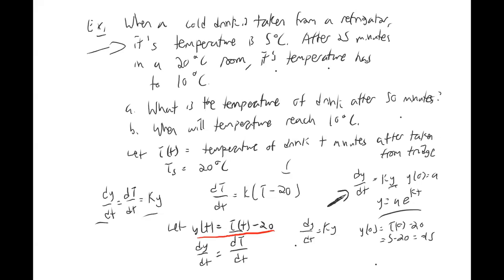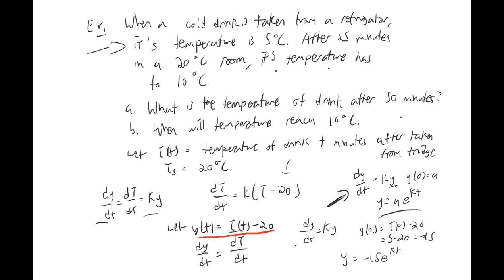So my equation is, let me just try to write small. Y equals negative 15 e to the kt, right? Everyone good so far? Okay, well, let's find k.